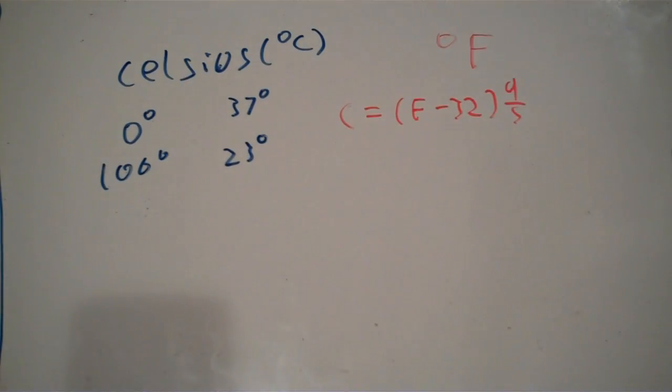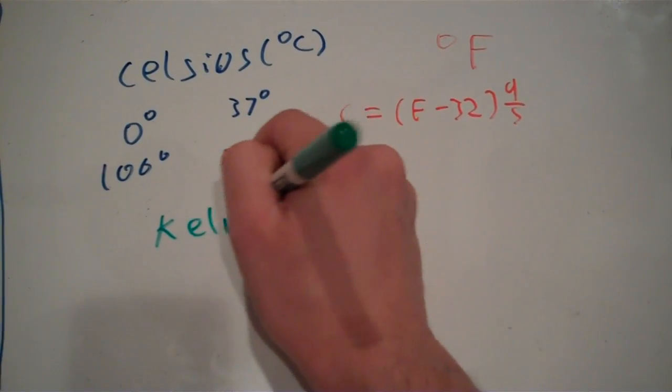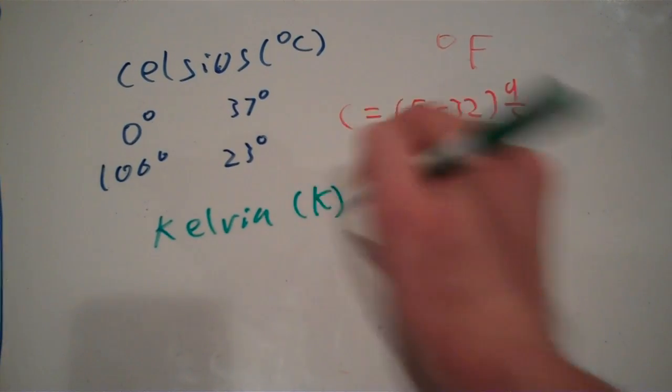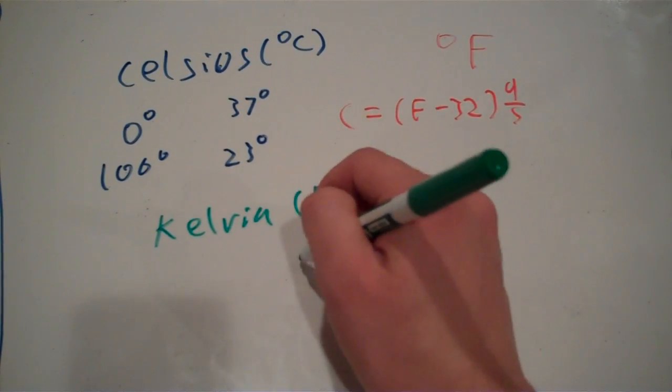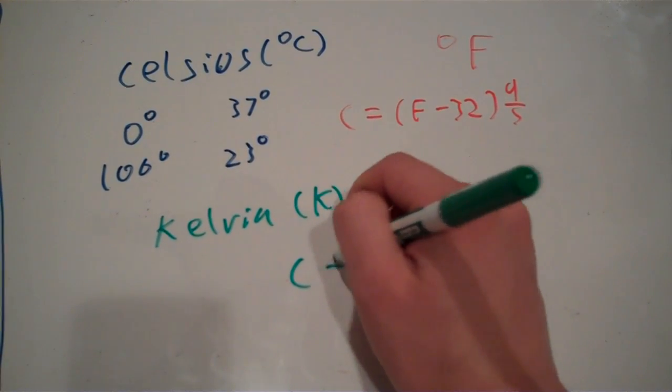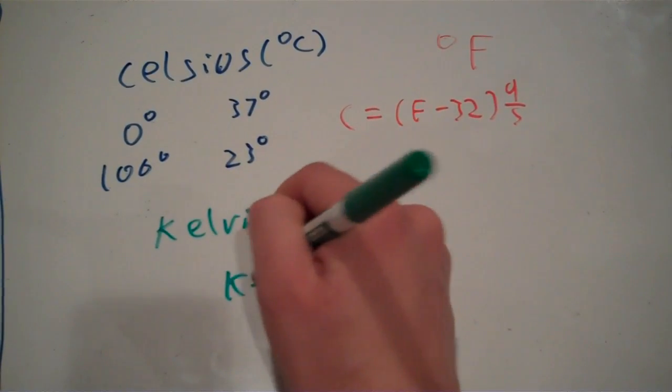Now, Celsius is not actually the official measurement for temperature in the metric system. The official measurement is Kelvin, which is abbreviated K. Notice that it is Kelvin and not degrees Kelvin. Kelvin is not measured in degrees. Now, the conversion between Celsius and Kelvin is rather simple. If you want to get the Kelvin, you simply take your Celsius measurement, add 273 degrees, and that gets you your Kelvin measurement.